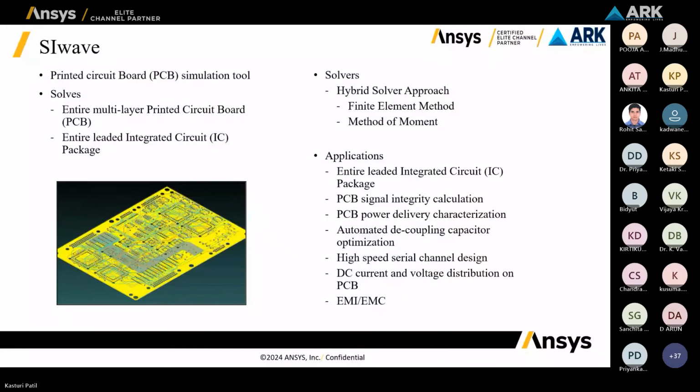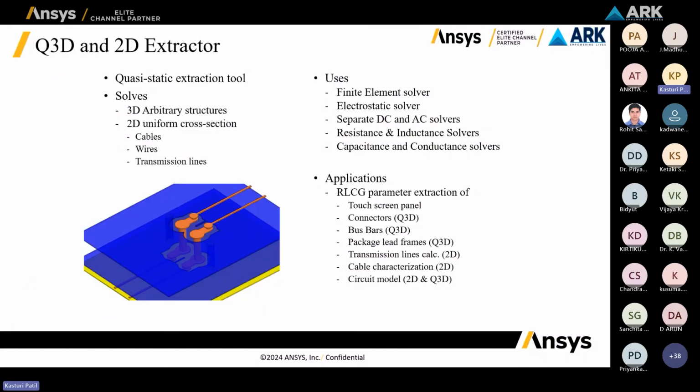I have already explained about SIwave. This is mainly used for PCBs, where the finite element method and the finite difference method, these two solvers mainly we are using. And its applications are, we can analyze EMI, EMC, signal integrity, power integrity, PCB signal integrity calculation, high speed serial channel design, DC current and voltage distribution on PCB, like that we can do in SIwave. In Q3D Extractor, I told you it's used for parasitic extraction.